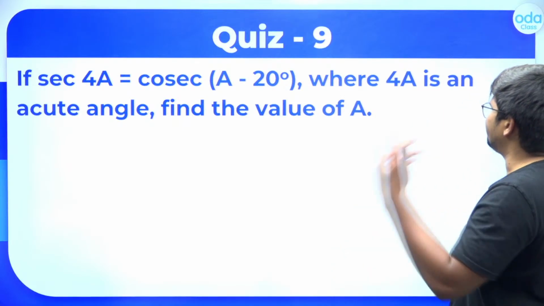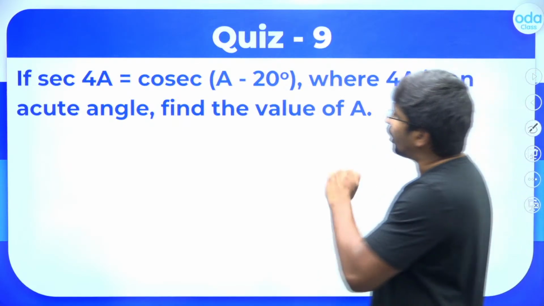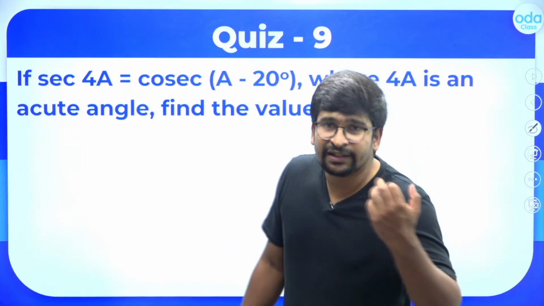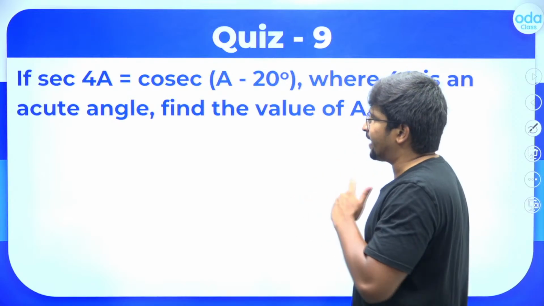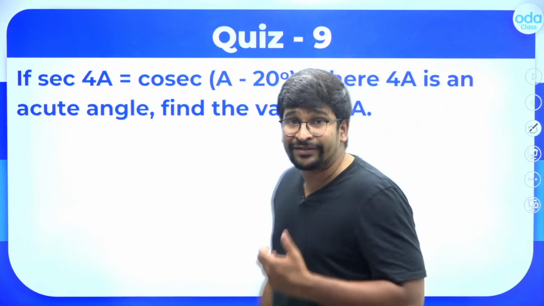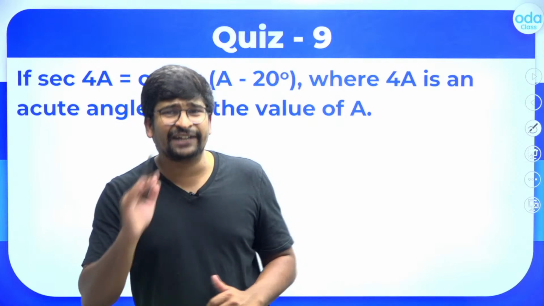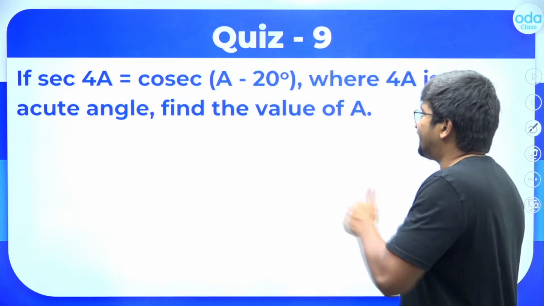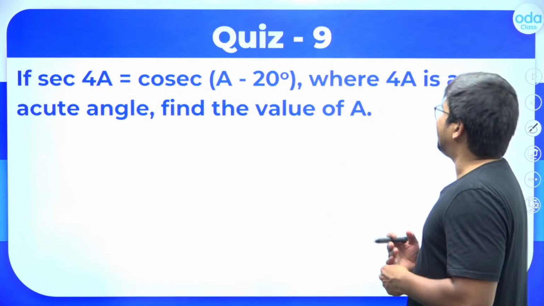Again, very similar question again. If sec of 4A is equal to cosec of A minus 20, these are all previous year questions. Similar questions have come in the past, it can repeat. So that's why we are working out this question. Make sure that you watch it and share it with all your friends. It's going to be useful for everyone. Okay, so sec of 4A is equal to cosec of A minus 20.